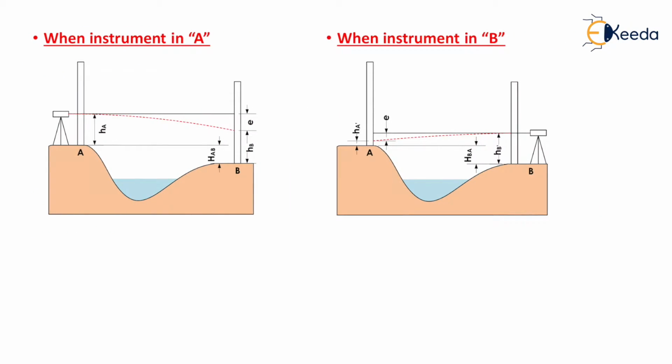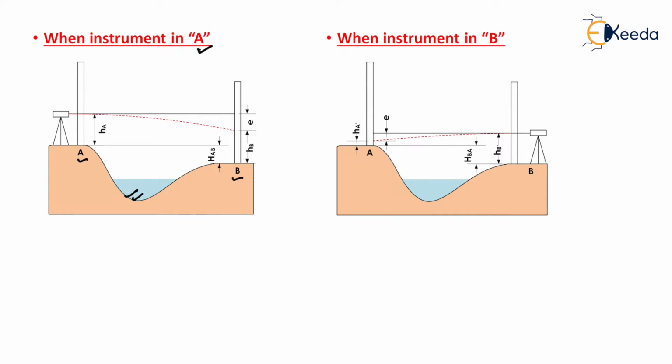Suppose there is a water body like this and we want to take readings on both sides of it, at A and at B. We want to remove all the errors, so we will do reciprocal leveling here. In reciprocal leveling we generally use two instruments, two staffs, and two persons. In the first condition we keep the instrument near A.